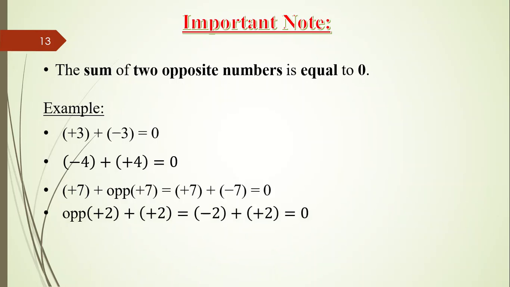Opposite of plus 2 plus 2. The opposite of plus 2 is minus 2. So we have minus 2 plus 2, it's equal to 0.